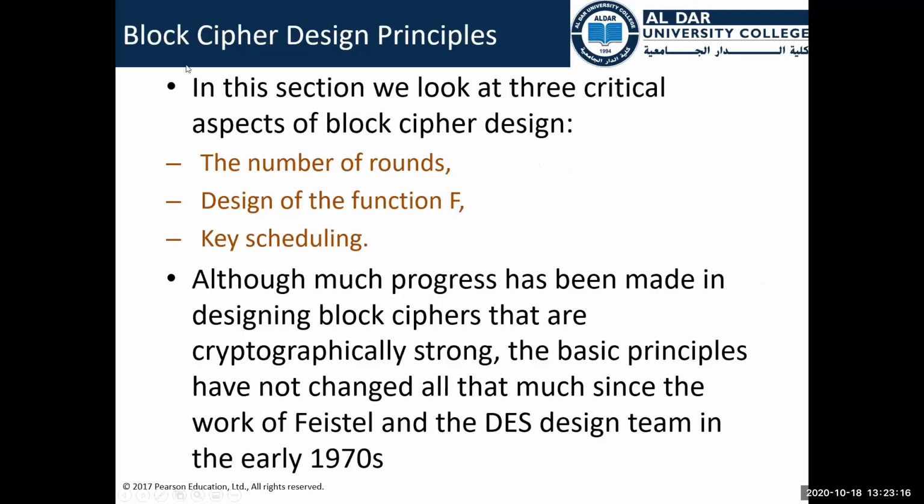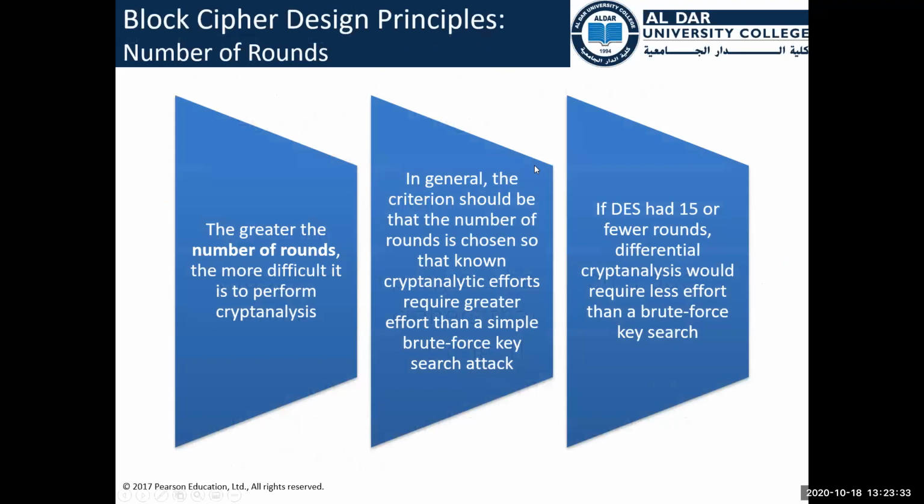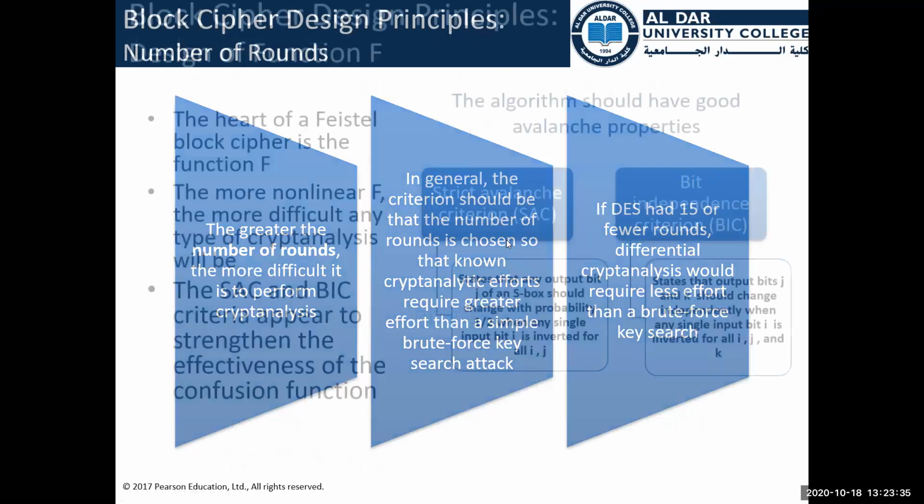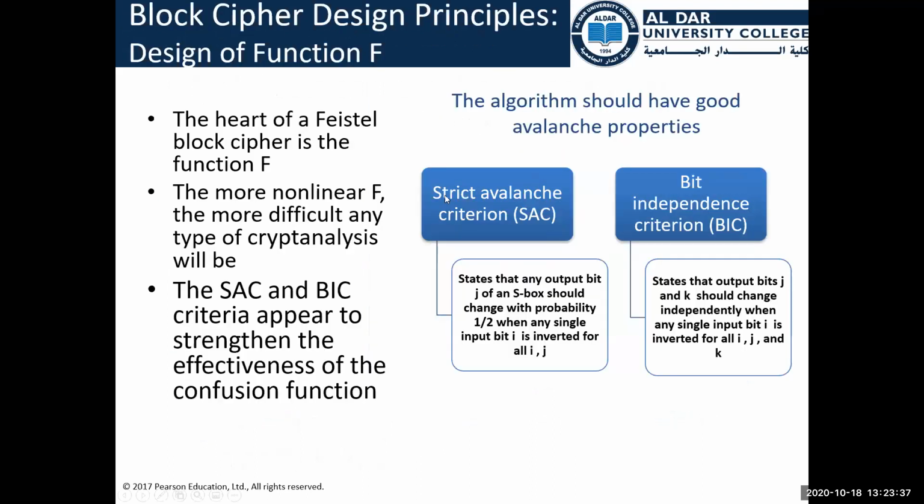Okay, for the block cipher principal designs, you have to take care of the number of rounds, the design of the function F, and the key scheduling. These are the main concepts that you have to concentrate on in any design for symmetric key encryption. This is explaining the same thing. There are these concepts you have to take care of, which are the strict avalanche criterion and the bit independence criterion.